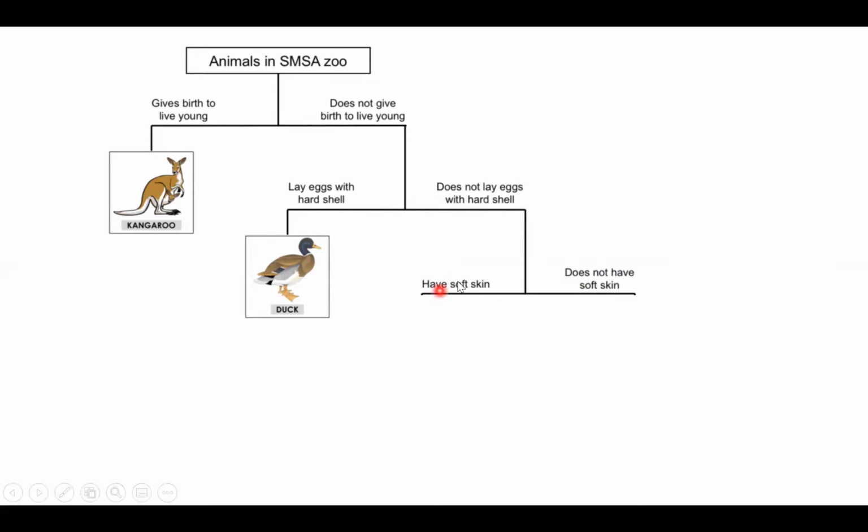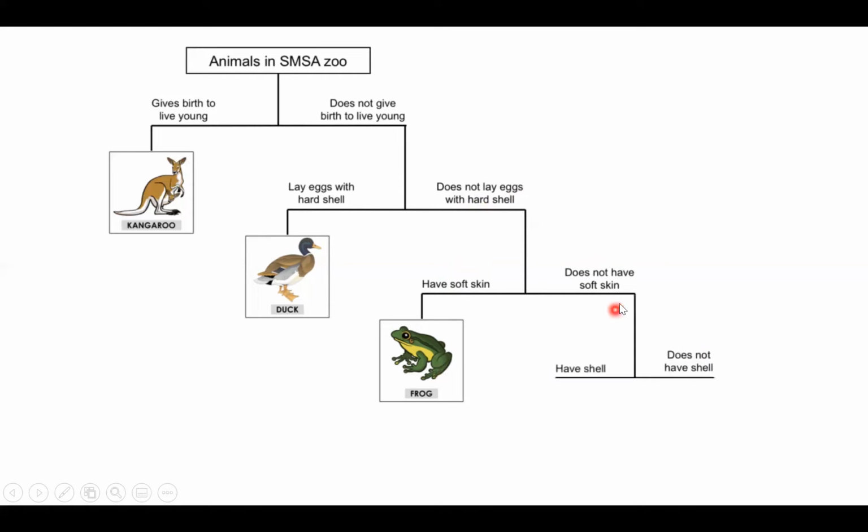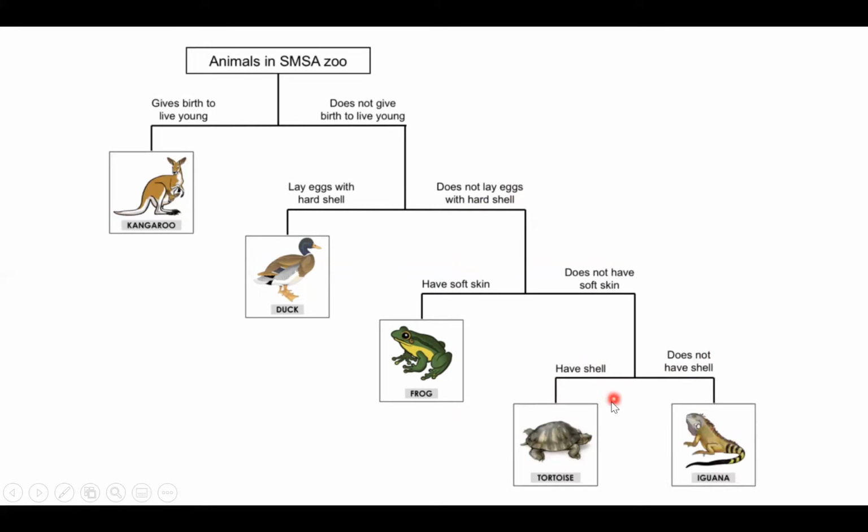And then you can further divide these into two more groups, the animals that have soft skin and do not have soft skin. So frogs have soft skin and they lay eggs but with a soft shell. And further dividing up the group into two more, animals that have shells and animals that do not have shells. So these two are the tortoise and the iguana. Okay, so this is the classification key for the animals in Samsa Zoo.